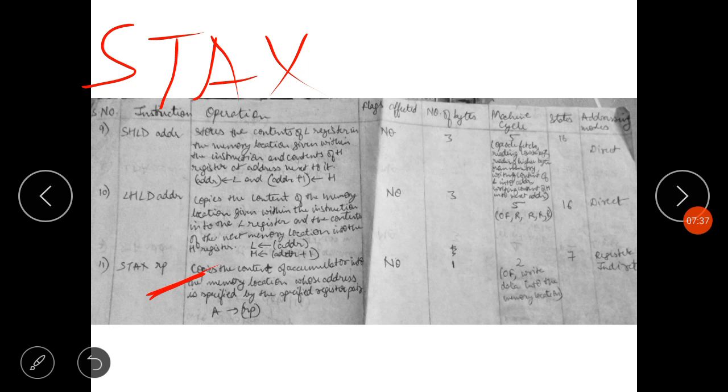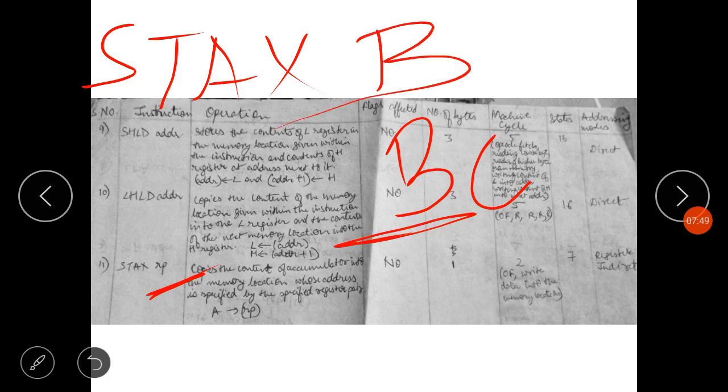higher byte register of the register pair. For example, in case of BC register pair, you will mention B. So for example, STAX B. Or if it is HL register pair, you will write STAX H. So the higher byte of the register pair you will mention.